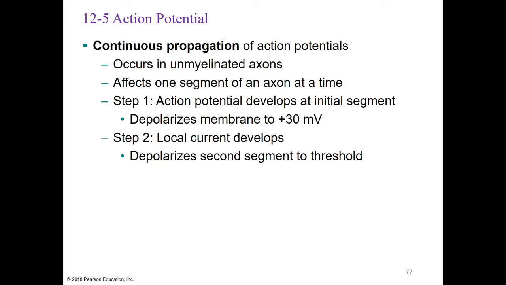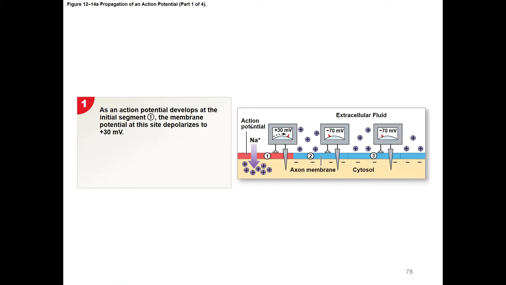In step one, we have an action potential develop at the initial segment, which we should expect. We will depolarize the membrane to positive 30, and then we have what's called a local current that will spread the stimulus to the next segment. Okay, so let's take a look at this in images. What you're looking at here is the cell membrane, and for simplicity, it's been divided up into segment one, segment two, segment three. Each segment has a probe in it so that we can see what the membrane potential is in that area. This is our extracellular fluid or outside the cell, and this is our cytosol or inside the cell.